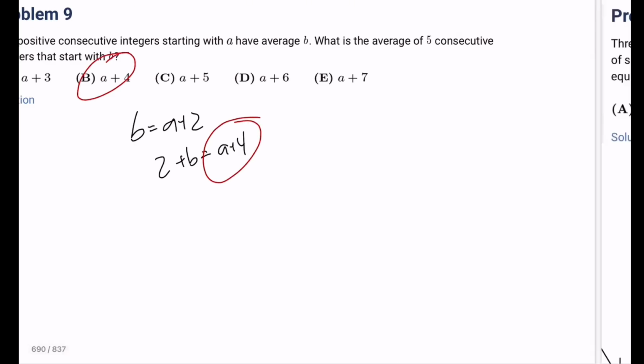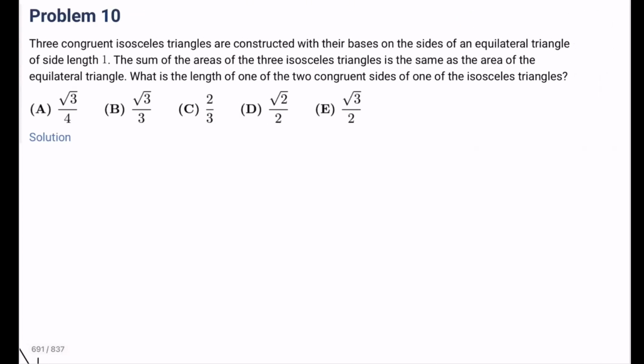It's B. Number 10. 3 congruent isosceles triangles are constructed with their bases on the sides of an equilateral triangle of side length 1. The sum of the areas of the 3 isosceles triangles is the same as the area of the equilateral triangle. What is the length of one of the 2 congruent sides of one of the isosceles triangles? Okay, so we can get that equilateral triangle.